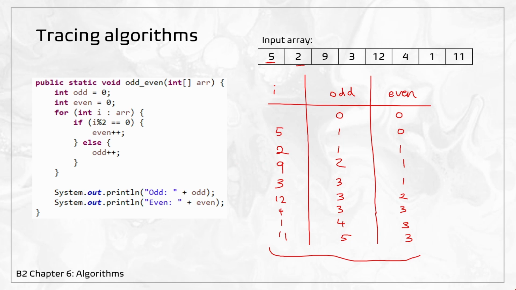By using trace tables, we can pinpoint where errors happen, analyze how variables change over time, and understand how an algorithm works.